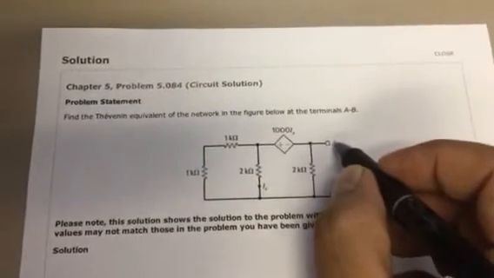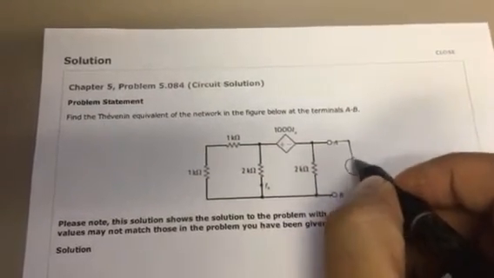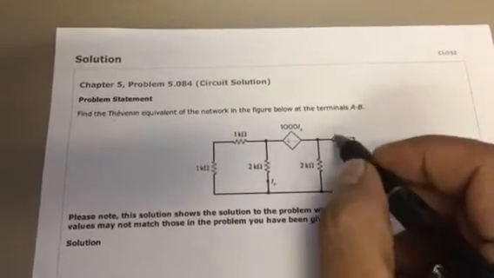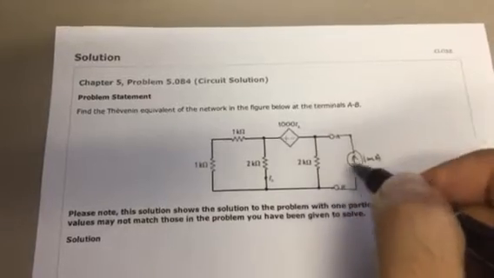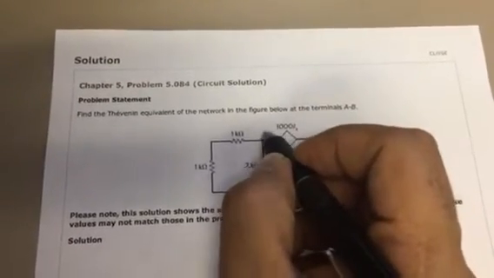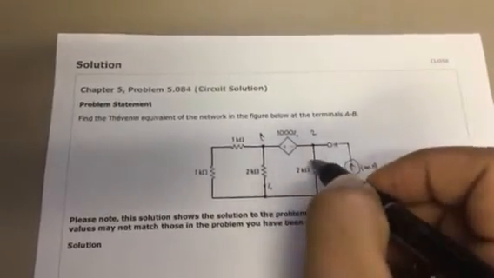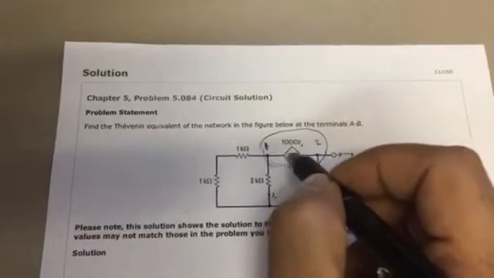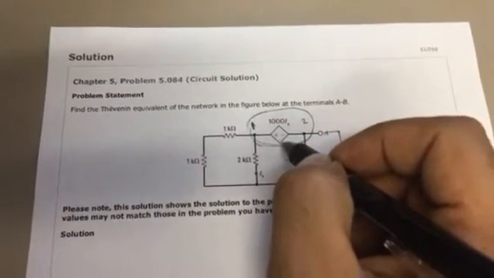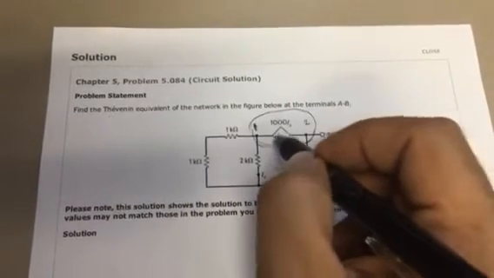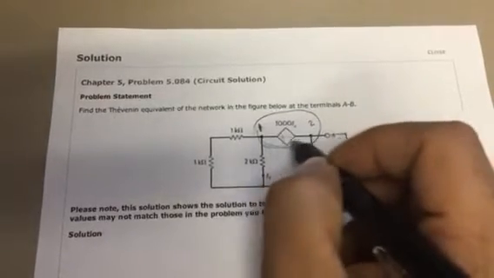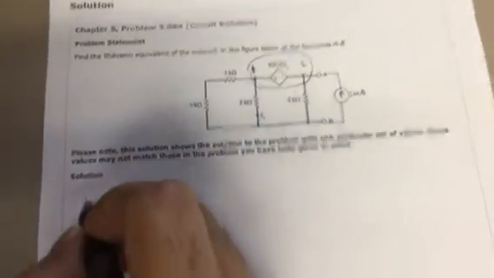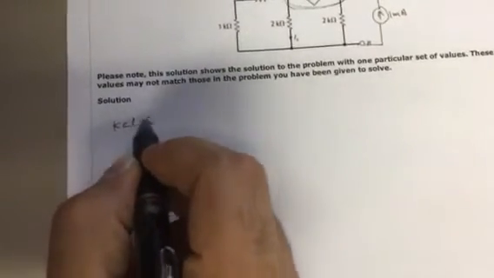So the first method: I'm going to add a 1 milliampere current source over here, and then find the R Thevenin across A and B. I have node 1 and node 2, but it would be much easier if I take a supernode to get rid of the 1000 IX dependent source. So I write the KCL for the supernode, and then the relationship inside the supernode, and that will make it easier to solve this problem.